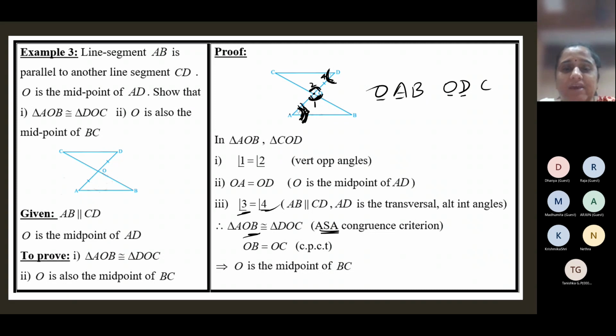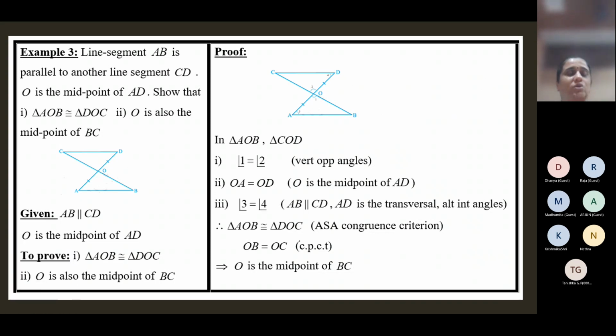If you say AOB, then you should say it's congruent to A goes with D, so D goes with O, so O, and then the third vertex DOC. See, that's what I've written here. AOB, DOC, ASA rule, CPCTC. So we proved that the two triangles are congruent.